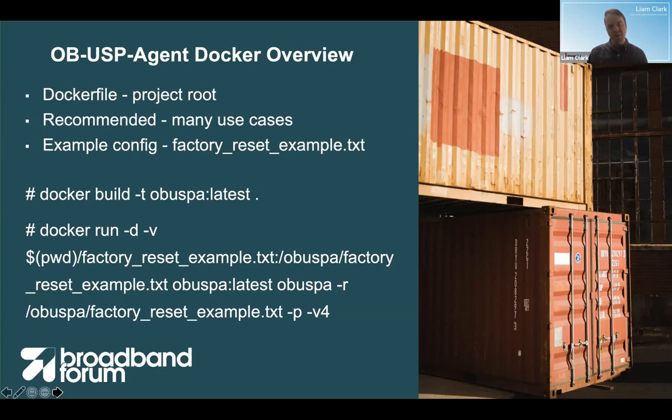There's an example configuration file called factory_reset-example that can be used to define your basic setup, like if you have a STOMP server, username, password, you can set it in there and get up and running really quickly. Once you have the Docker file, you can just build to the OB-USP latest, and then use the Docker run command here, showing the commands to run internally. I'll talk about MTP in a second for protocol tracing.